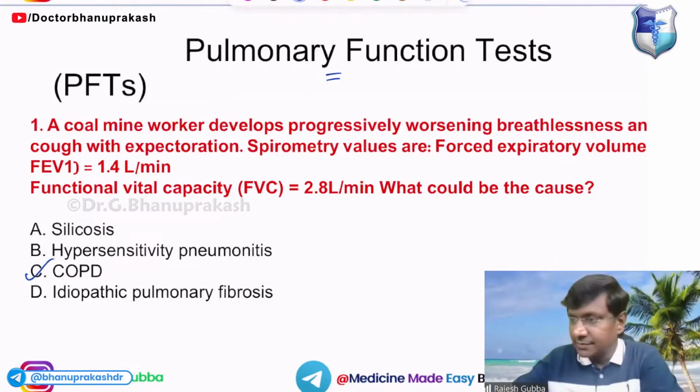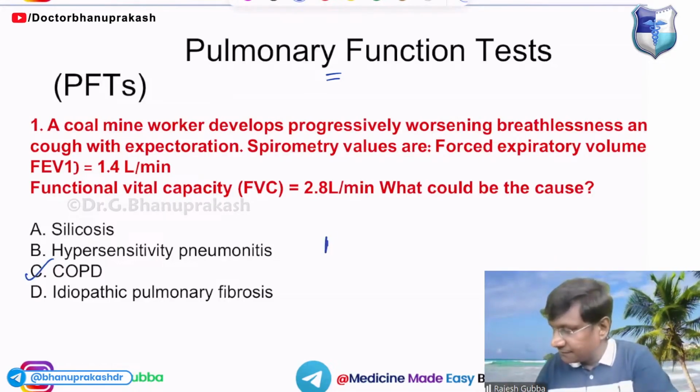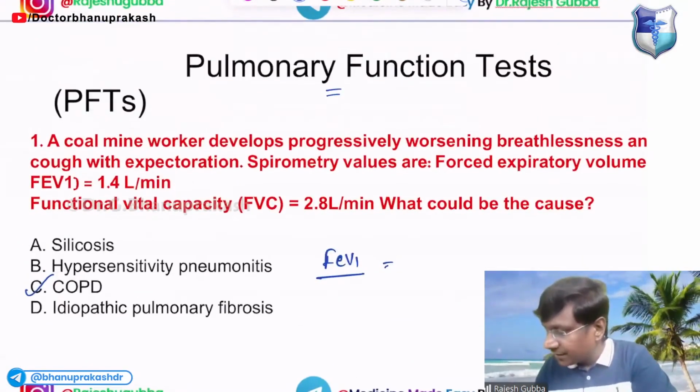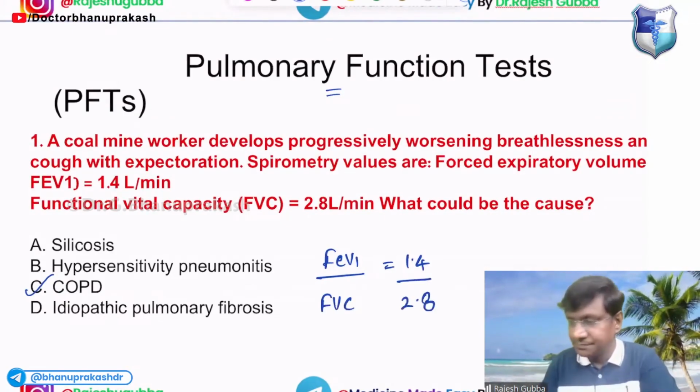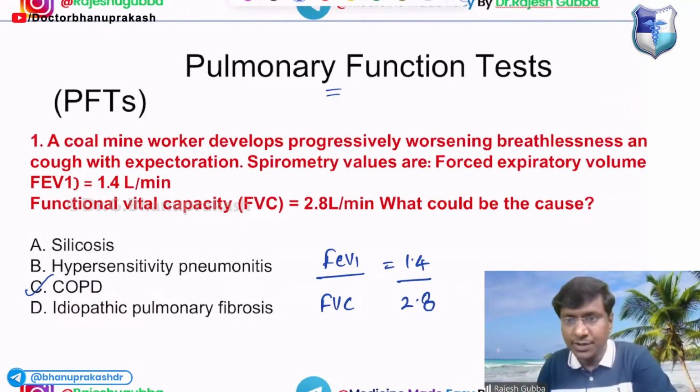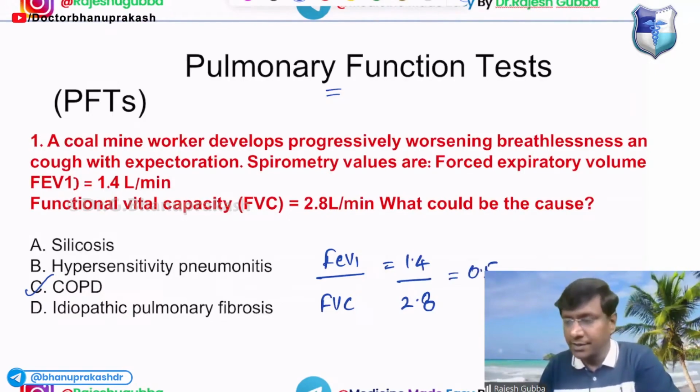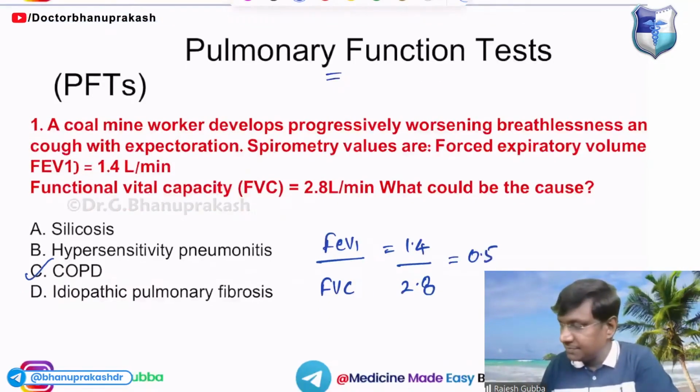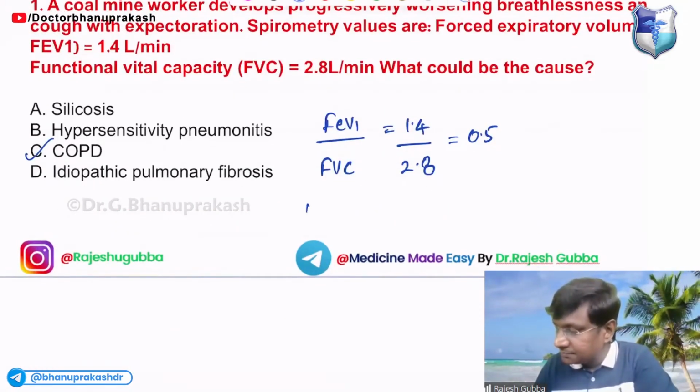So if you take the FEV1, it is 1.4 liters, and the FVC is 2.8 liters. Now, what is the ratio that you will get? The ratio is 0.5. Now, what is the normal FEV1 by FVC? The normal FEV1 by FVC is 0.7.